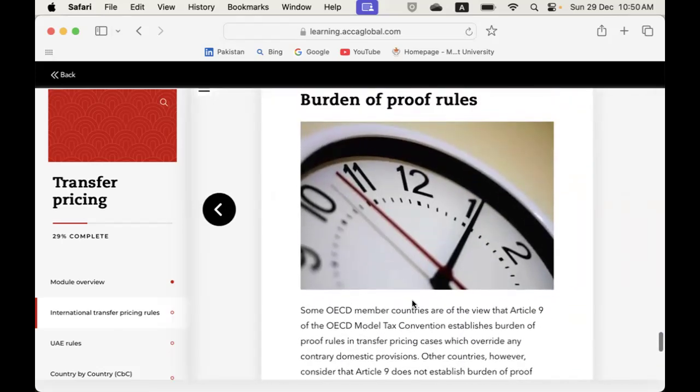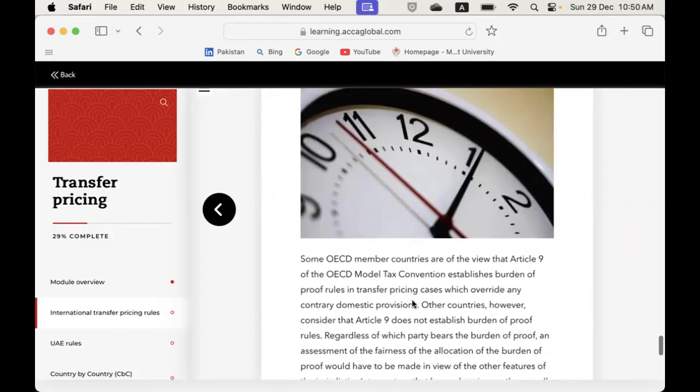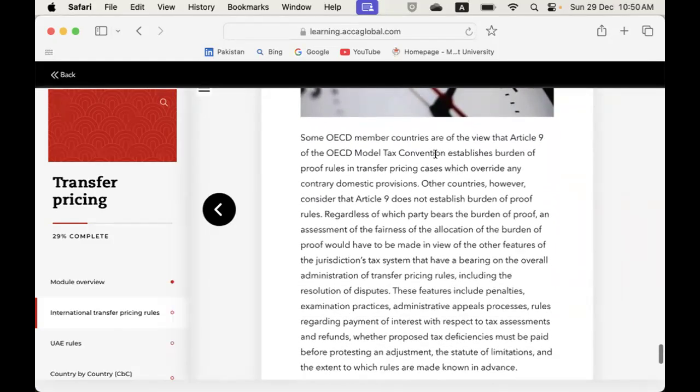So there are rules written on the burden of proof. Some OECD member countries are of the view that Article 9 of the Model Tax Convention establishes burden of proof rules in transfer pricing cases which override any contrary domestic provision. See, the course author has also mentioned this point that the international framework provided by OECD can override the domestic provision, domestic law.